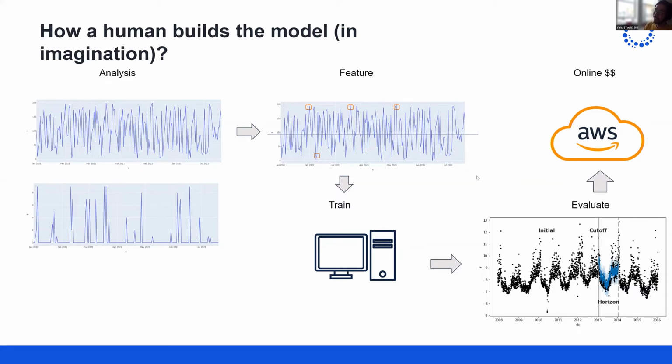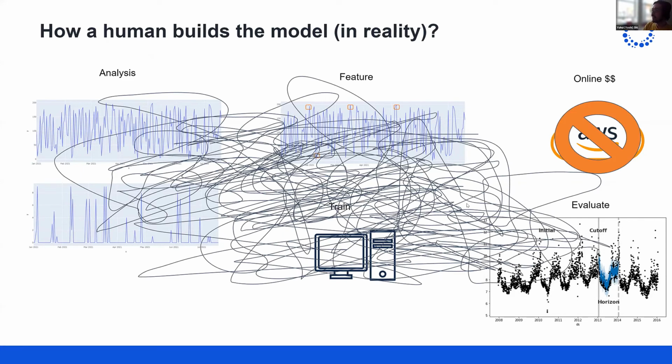But in reality, I think the workflow is more or less messy, because we need to go very frequently between doing analysis, and more feature engineering, and more training. We manage a lot of parallel experiments, we need to try different types of strategy and evaluate, and we need to change the metrics.